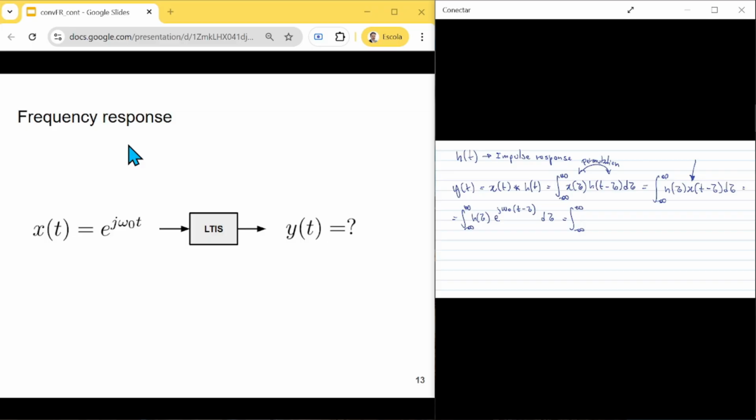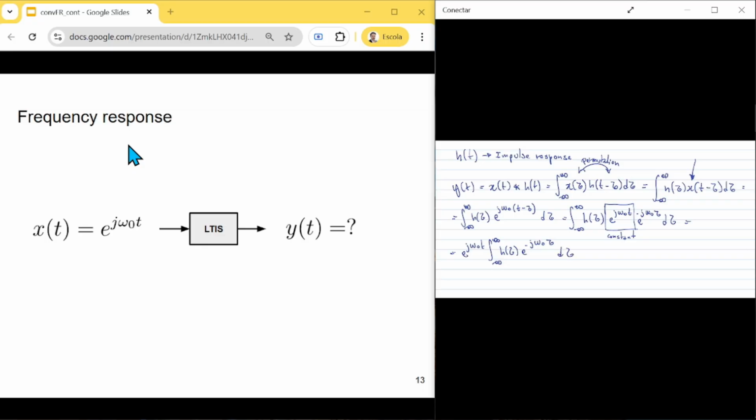Now we can separate these exponents. h of tau, e to the j omega 0 t, e to the minus j omega 0 tau d tau. Now notice that inside this integral, tau is our independent variable. So as t doesn't appear here, this is a constant inside the integral. So we can put it outside, multiplying the whole integral. So e to the j omega 0 t, integral from minus infinity to infinity, h of tau, e to the minus j omega 0 tau d tau.